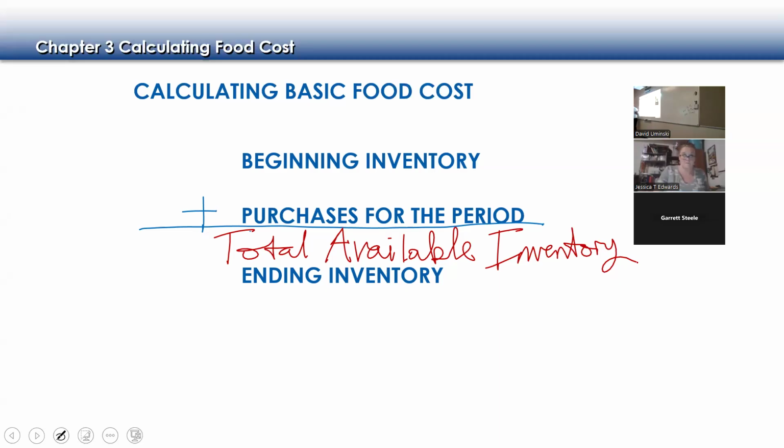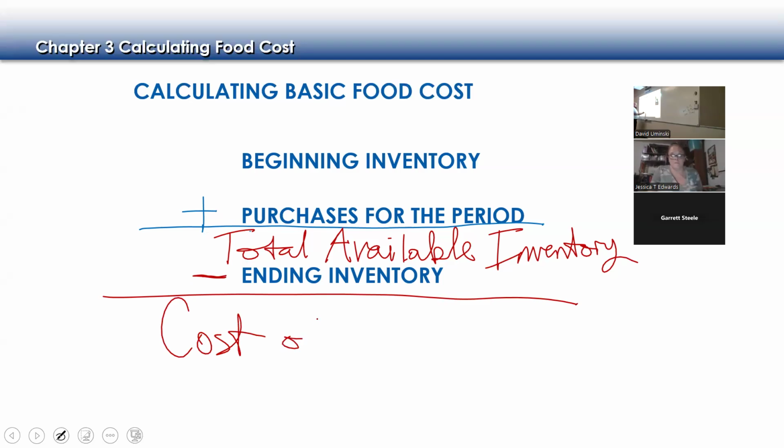And then ending inventory, if it's still in our inventory, does that add to or does it take away from the product that we've already used? Does that take away from our inventory or is it part of our food cost? Are we gonna add or subtract right here? Subtract. We're gonna subtract because that ending inventory is not part of our food cost yet. And so this is our cost of goods sold. Cost of goods sold, okay?